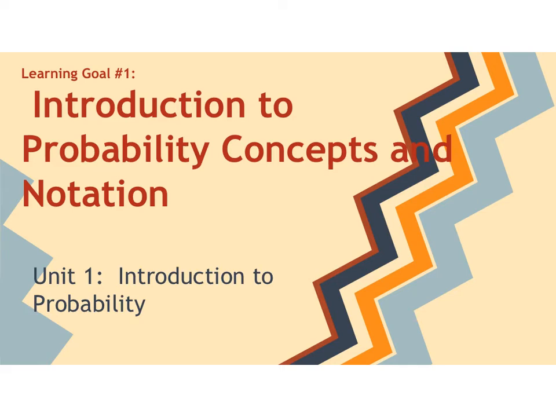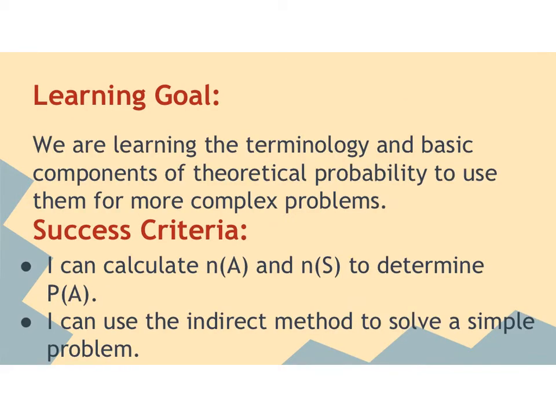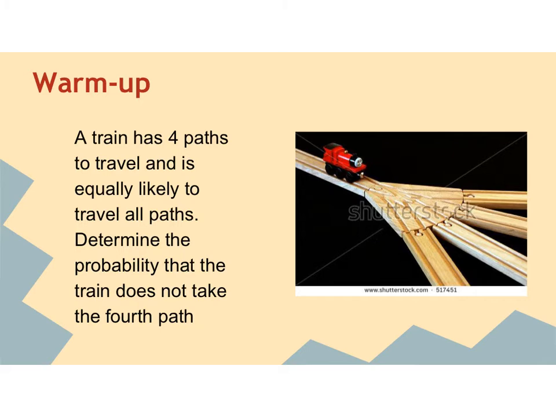Okay, this is our second lesson on probability. We're really continuing with the first learning goal, so we're still working on concepts and notations. We're going to see some more examples today. The learning goal is working with basic terminology, learning about N of A and N of S, and then we're going to look at what we call the indirect method today.